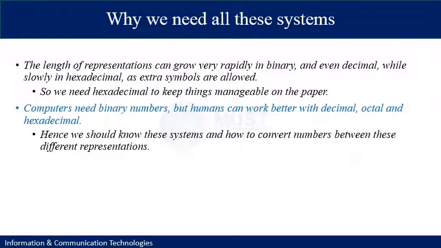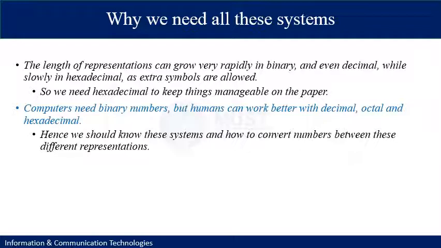So at this point you may ask why we need all these systems. Well, the basic answer is for the representation purposes of humans. As we know, the length of the representation can grow very rapidly if you are using the binary number system, and even decimal, while it expands slowly in hexadecimal because extra symbols are allowed. So we need hexadecimal numbers to keep things manageable on paper.